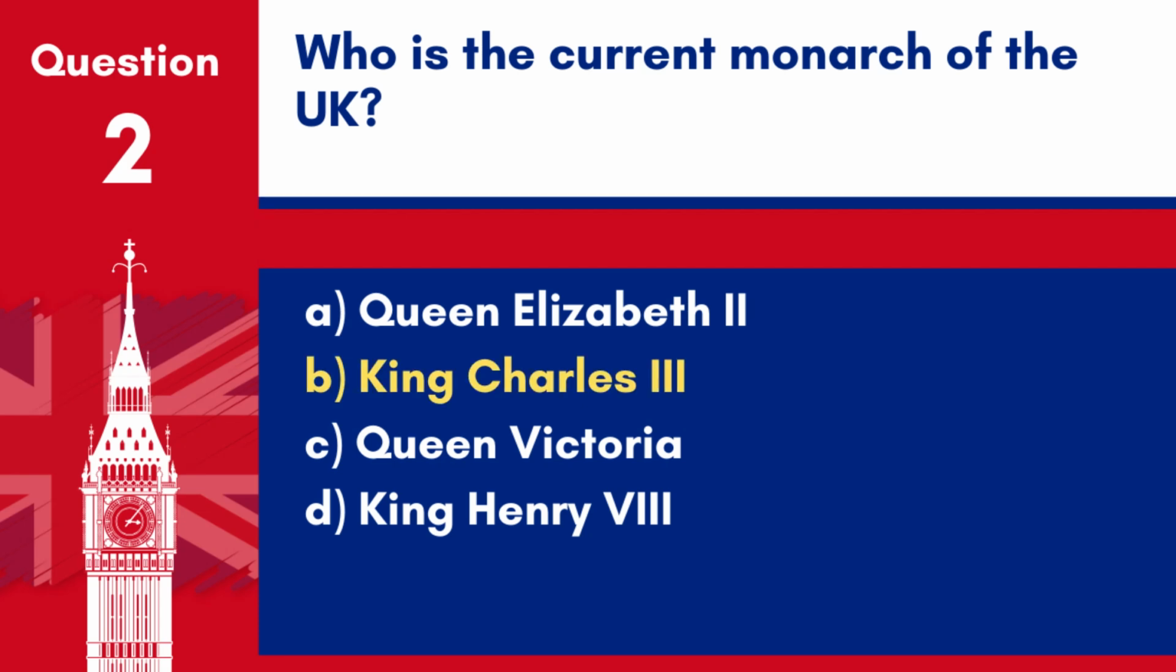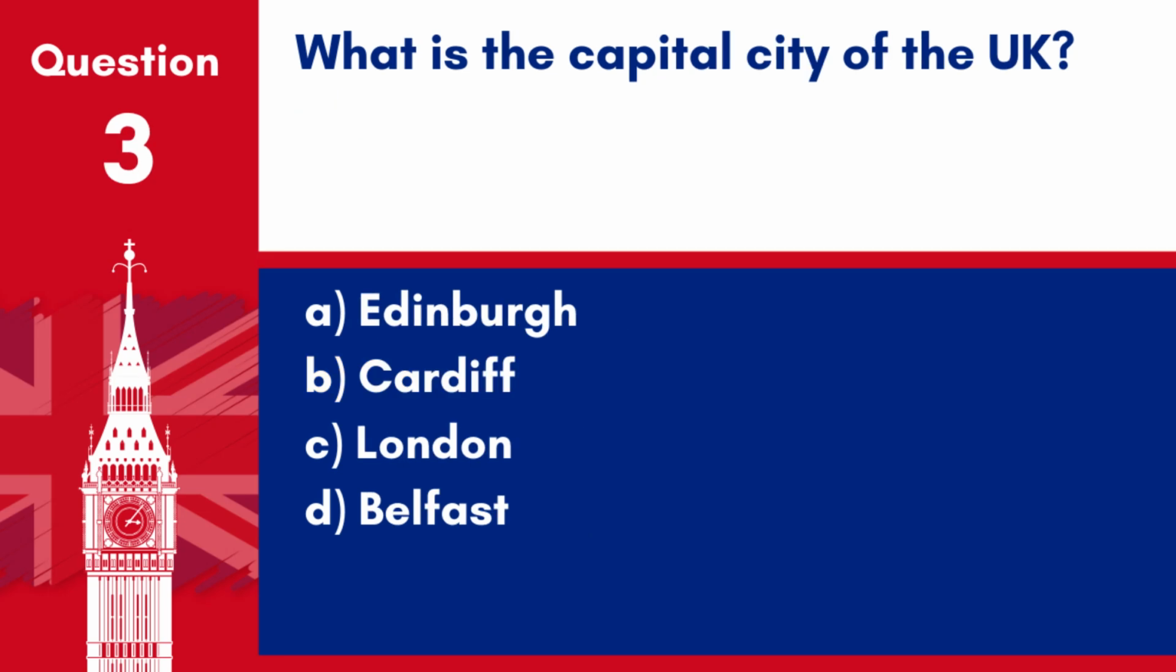King Charles III. As of the latest information, King Charles III is the current monarch following the reign of Queen Elizabeth II. Question 3. What is the capital city of the UK? A. Edinburgh. B. Cardiff. C. London. D. Belfast. Answer C. London. London is the capital city of the United Kingdom and serves as the political, economic and cultural centre.